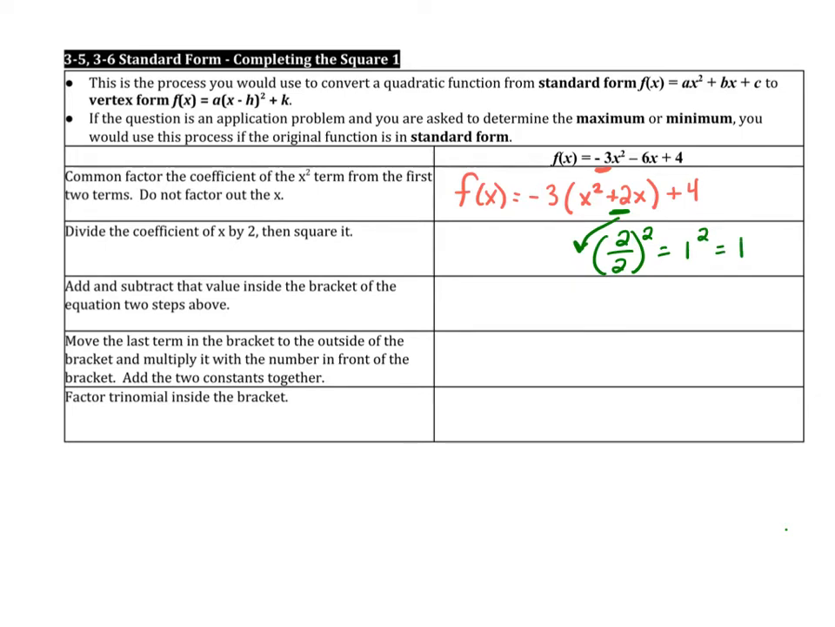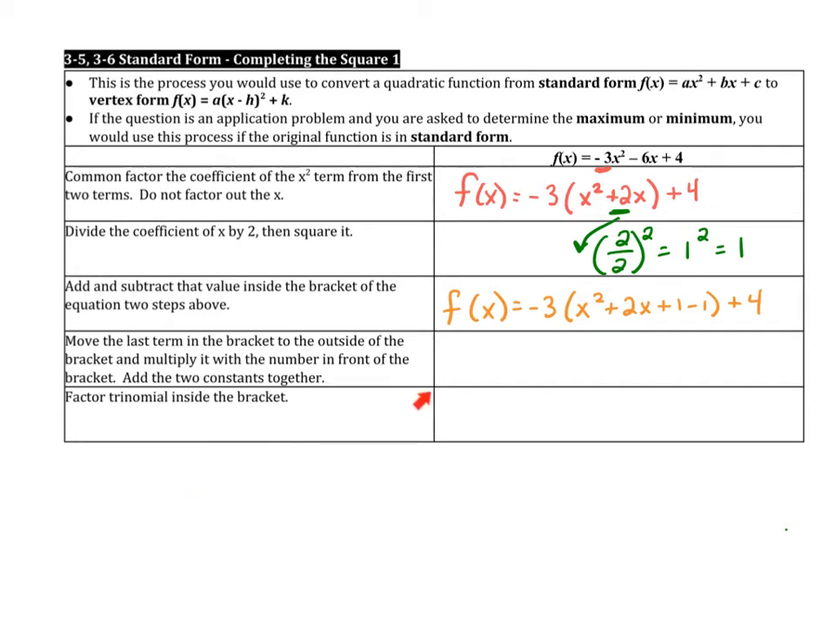That's the next step. The third step is you're going to take that number 1, and you're going to add it and subtract it inside the bracket. So right there, after the x and before the end of the bracket, you're going to go +1 minus 1. So you're going to get -3 bracket x squared plus 2x plus 1 minus 1 and then +4.